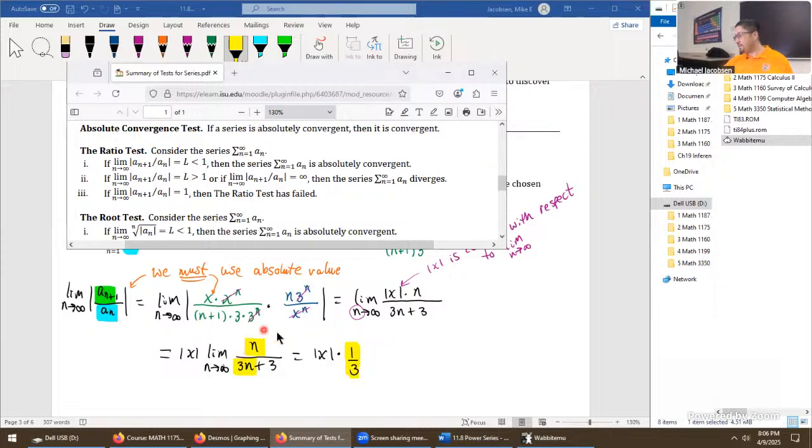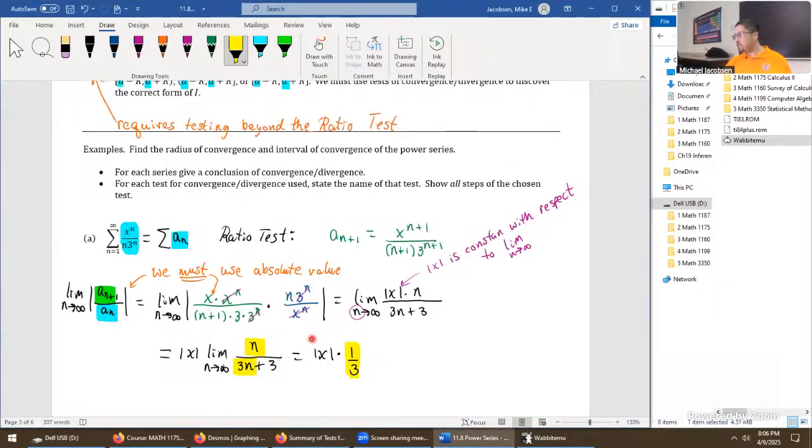So let's say it this way. Take the absolute value of x times 1/3, grab a pen, and immediately say less than 1. We say that because this part is the condition for convergence in the ratio test.